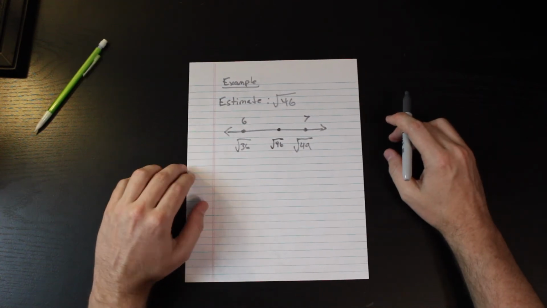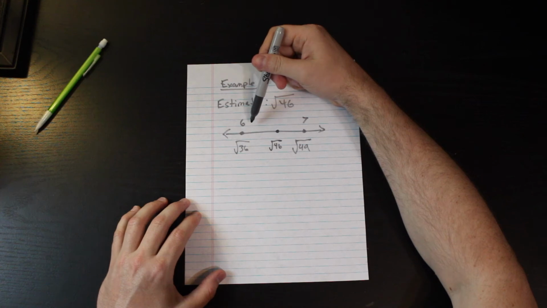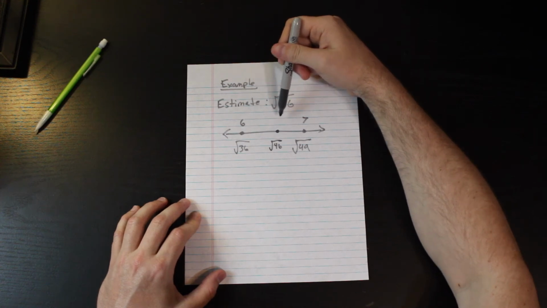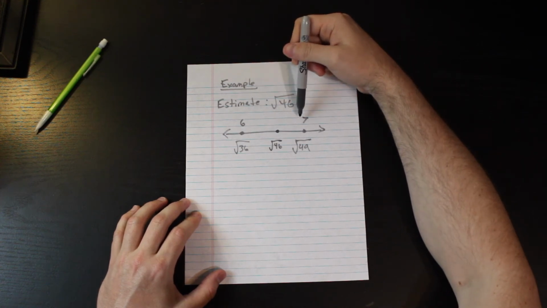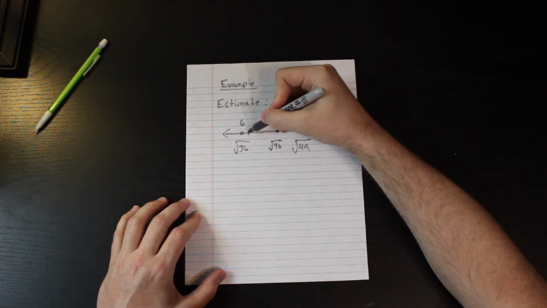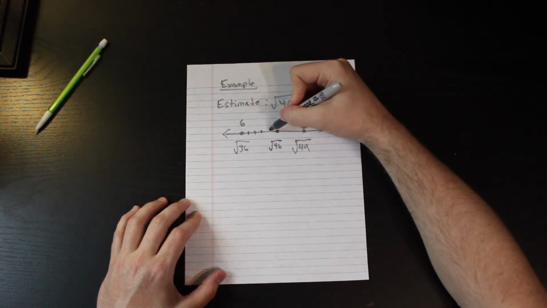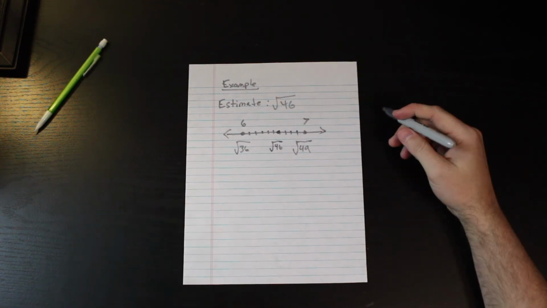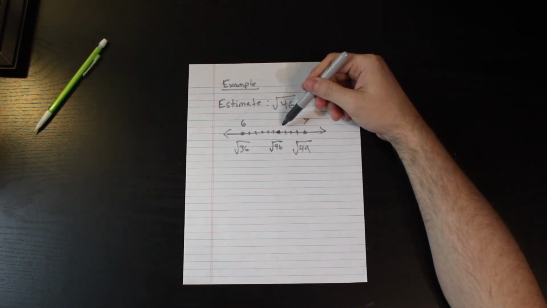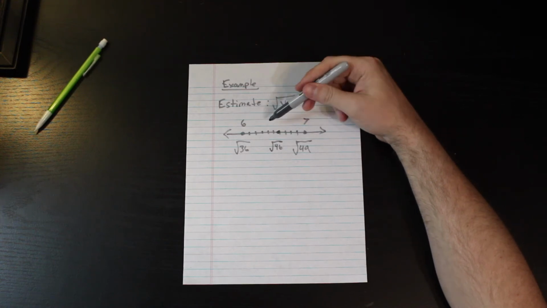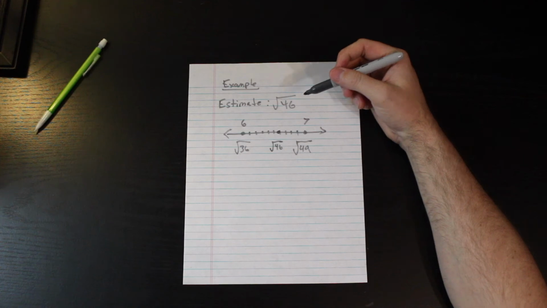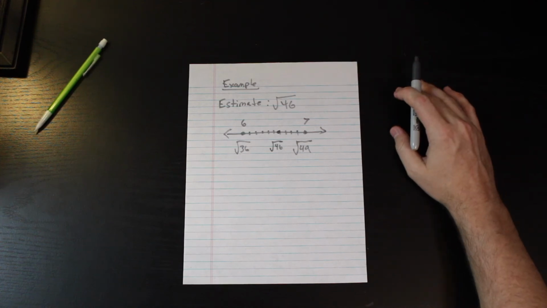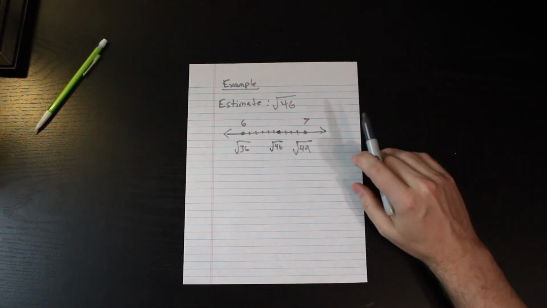Think of all the possible values for the tenths digit between 6 and 7. There's 6.1, 6.2, 6.3, and on and on. Now, based on the position of the point on your number line, pick which one of those numbers you think is the best estimate of the square root of 46. I'll start with 6.6.